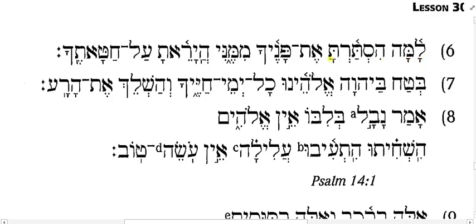Why? Histarta. There's satar again. Prefix hey, ta on the end. That's a Hiphil what? Perfect, 2ms. Why did you hide? And this is my direct object with that direct object marker. Why did you hide what?